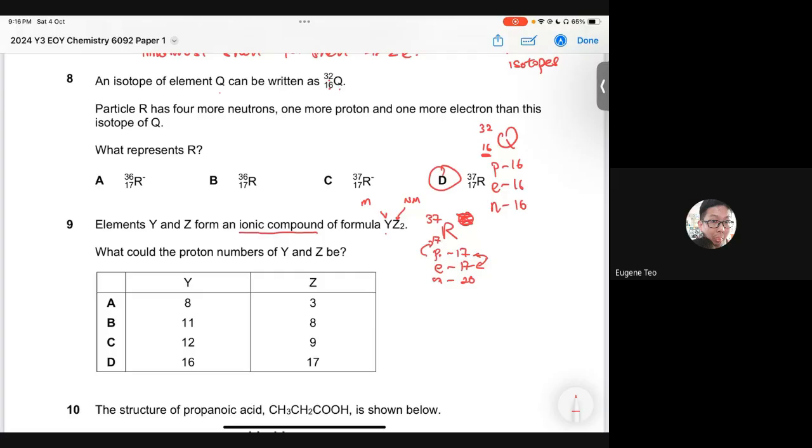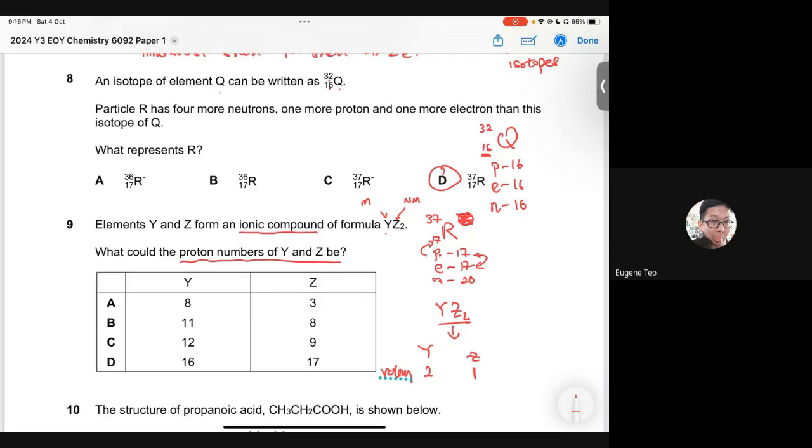Okay? Now, next thing I will know from the formula is that if it is YZ2, how do I get this? It's actually by crossing over the valency. So I know that because it's YZ2, my Y will have a valency of 2. My Z actually has a valency of 1. Okay, that's why when you cross over, you can get YZ2. So what I'm going to do here is, what could the proton numbers of Y and Z be?